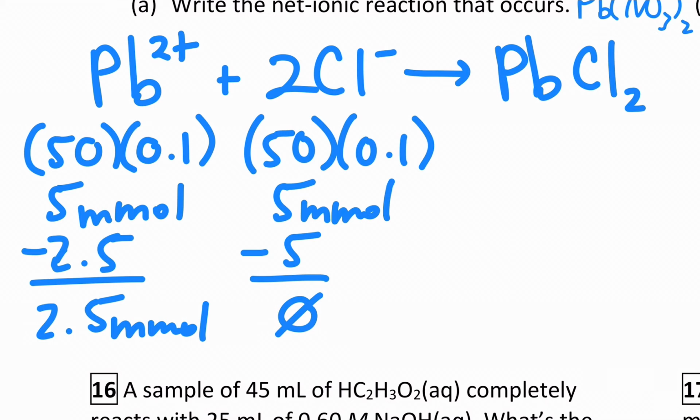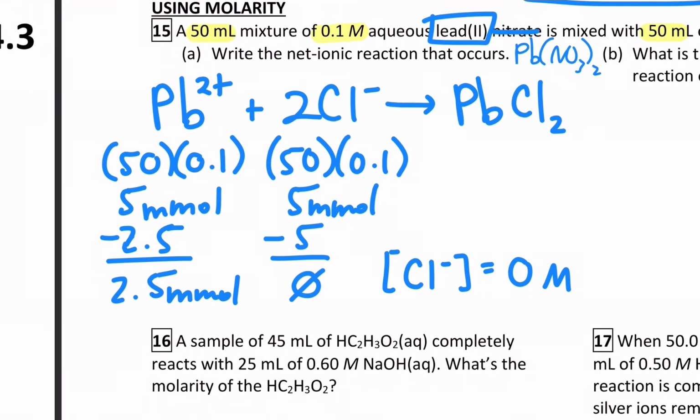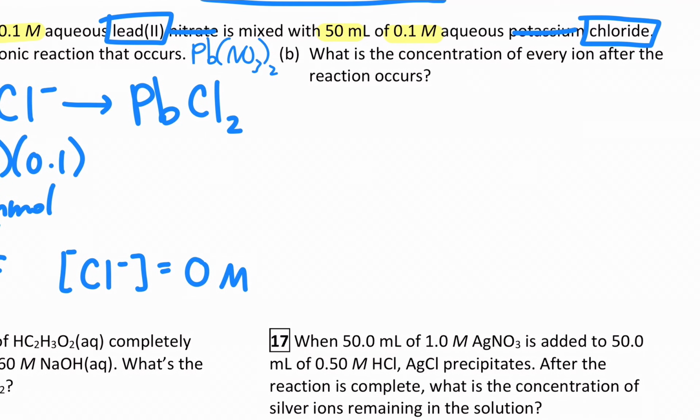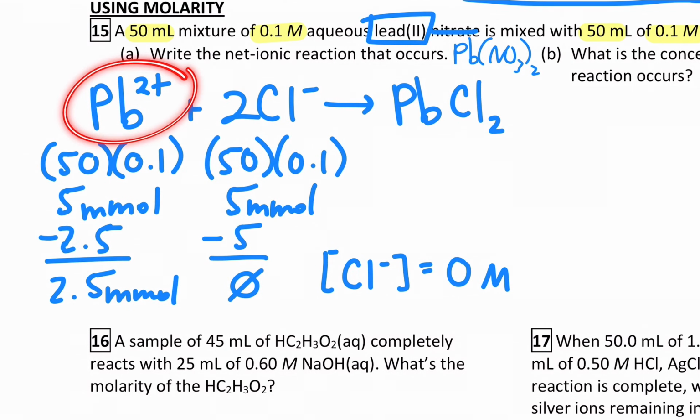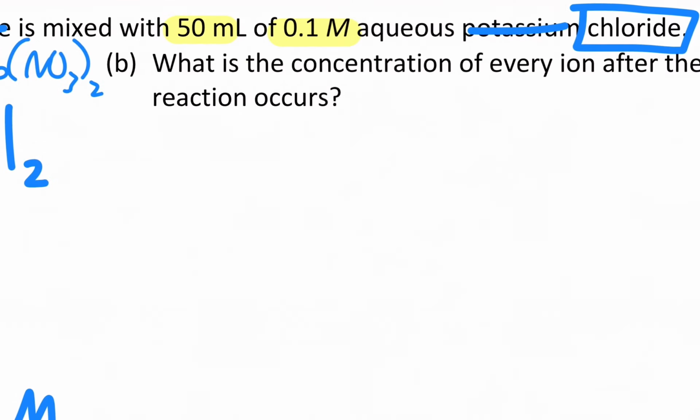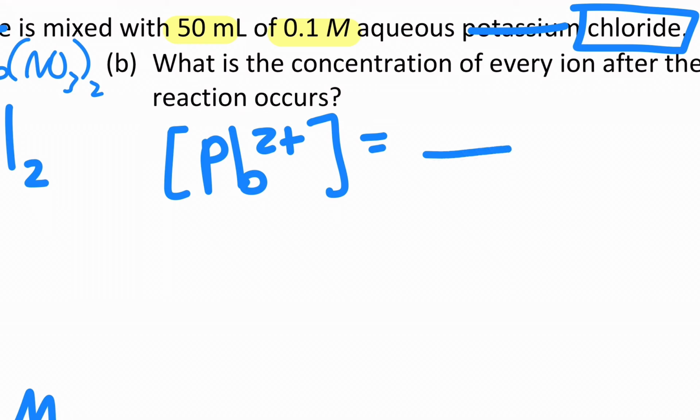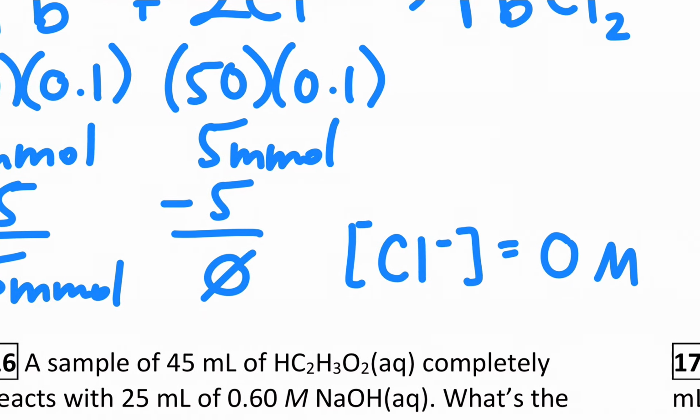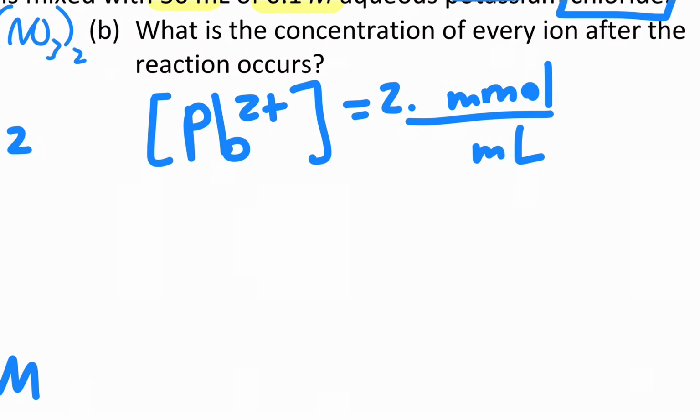So my chloride concentration is 0, because there's none left over. So chloride is 0, but I want the concentration of everything else that's still in solution, which is the lead ion, and then also the spectator ions. So let's go through each of those. How much lead ion do we have? Well, a molarity is a mole per liter, or, more simply in this example, a millimole per milliliter. And how many millimoles do we have? We just figured it out. We have 2.5 excess. So my numerator is 2.5.